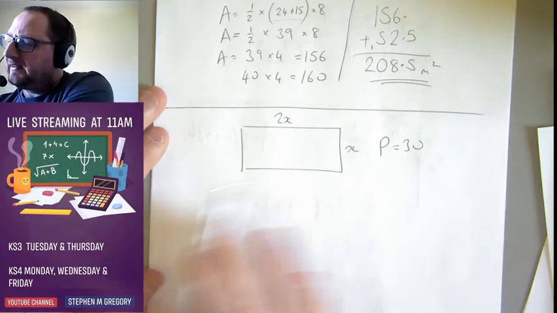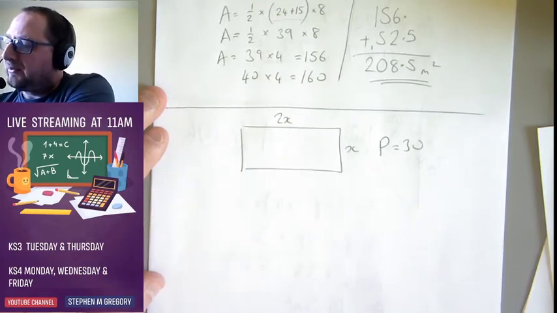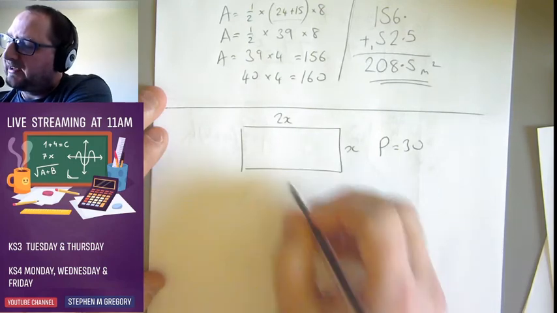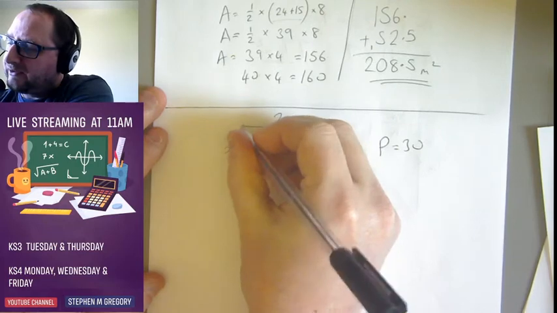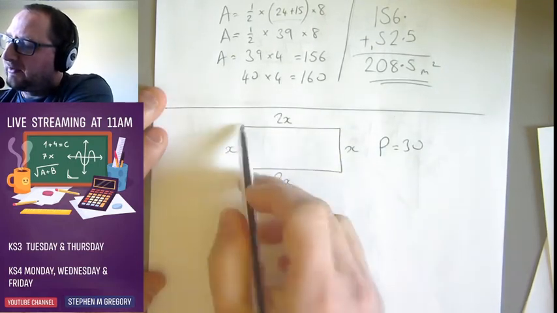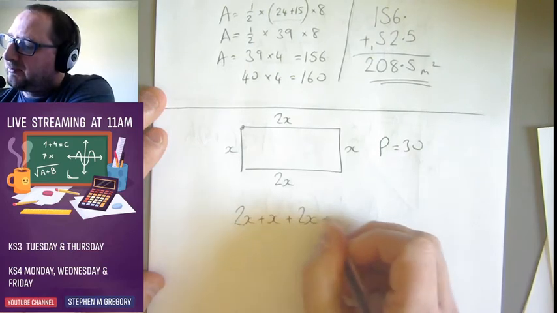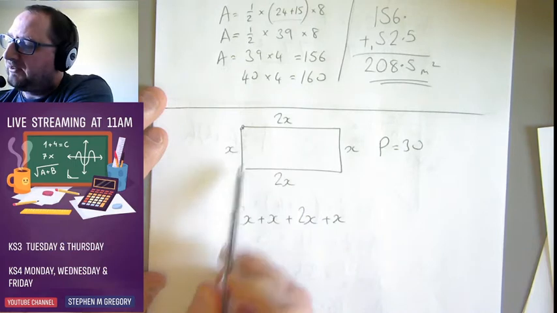And finally, this little algebra puzzle: the perimeter all the way around the shape is 30 centimeters. I've got a side labeled 2x and x here. Well, of course, I can label those two like that. If I pick a vertex point and walk my way around the shape, I get 2x plus x plus 2x plus x. So walking down there, 2x, x, 2x and another x.